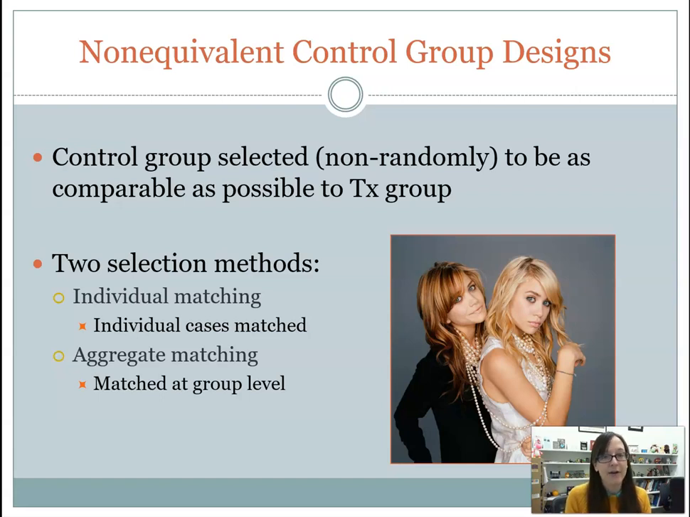But then you could also do aggregate matching, which is much more common because it's easier to do. And this is where you basically use group level data to make sure that the groups are matched at that group level. So the groups have similar distributions on key variables, typically demographic variables. So again, things like age and gender and race and things like that. You want to make sure that they look similar on anything that you think is going to be relevant. So it's not individual case by case, but it's aggregate matching.